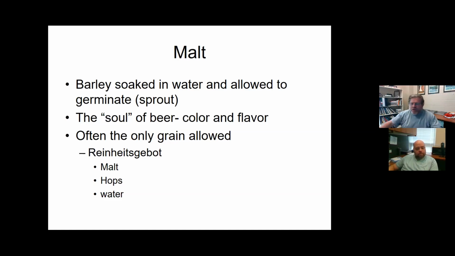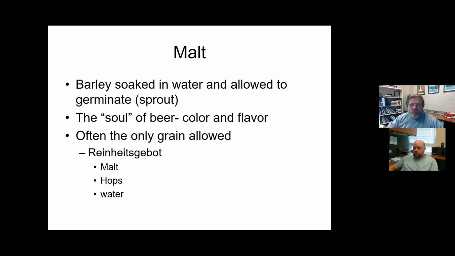Let's see. Barley gives beer its flavor and its distinctiveness. It's the thing that makes beer beer. It's the primary body and weight of beer. With quality beer, it's often the only grain that's allowed. I said you can sometimes use adjuncts to stretch it out, but with a lot of beer recipes, especially if they're going for something of higher quality, it'll be the only thing allowed in there.